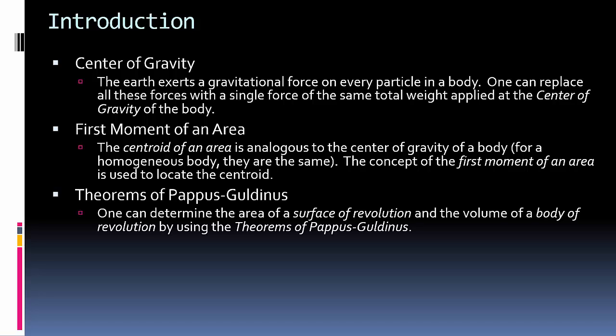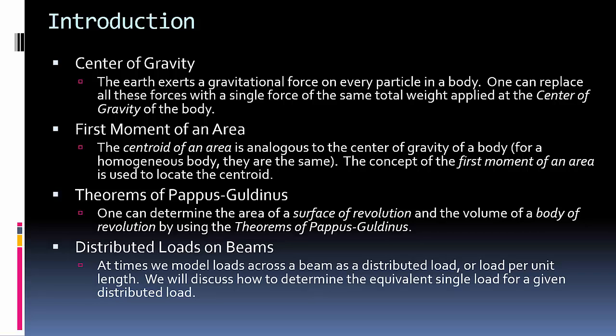We're going to introduce the theorems of Pappus-Guldinus, which make it possible to determine the area of a surface of revolution or the volume of a body of revolution. And then we're going to talk about distributed loads on beams. At times we model loads across a beam as a distributed load, which means it's going to be like a load per unit length. We will discuss how to determine the equivalent single load for a given distributed load and where to put it.